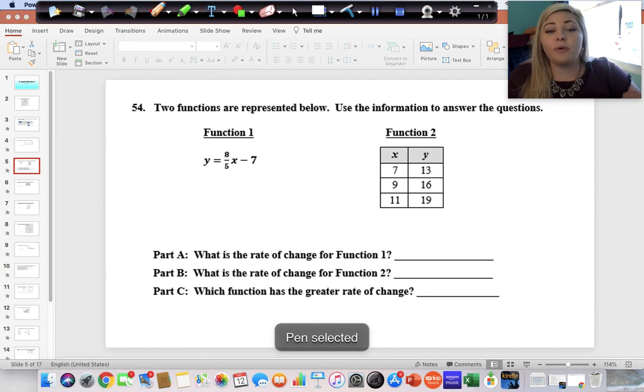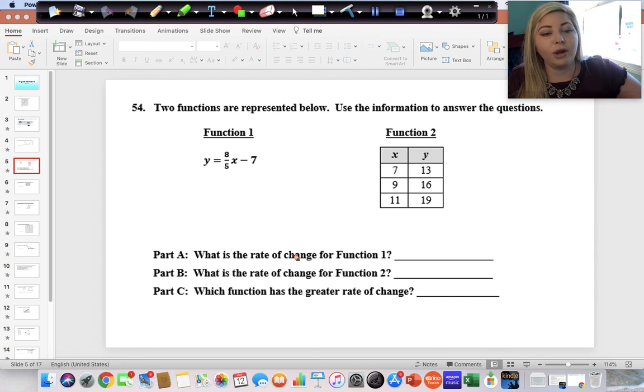Two functions are represented below. Use the information to answer the questions. What is the rate of change? Remember, rate of change is just another phrase for slope. So what is the rate of change, or the slope, for function 1? Remember, if we have y equals mx plus b, this is our slope, our m. So that would be 8/5 here.